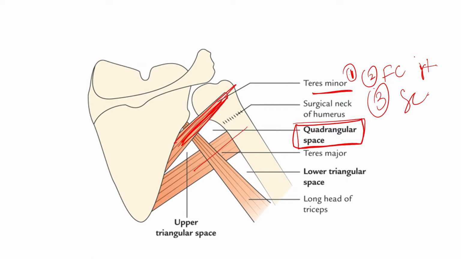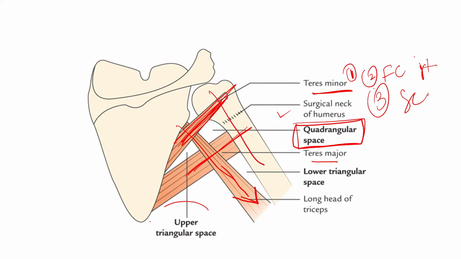In the lower part, the quadrangular space is bounded by the teres major muscle. Medially, it is bounded by the muscle of the arm, that is the long head of triceps, and laterally it is formed by the surgical neck of the humerus over here. So this is about the boundaries of the quadrangular space.